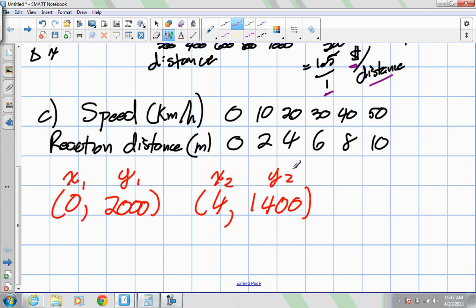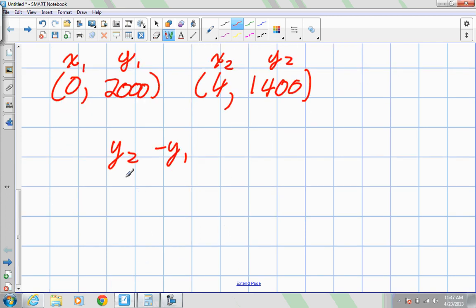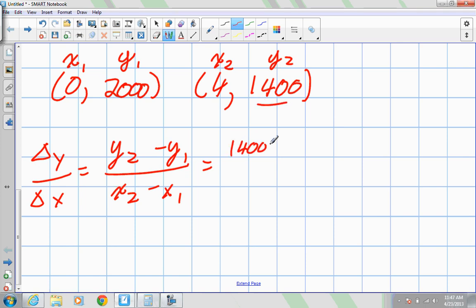So if we were to do this the way we had done slope previously, this would be our x1 and our y1, x2 and our y2. If you guys remember slope, we have our y2 minus y1 divided by x2 minus x1. And those are identical to the change in y divided by the change in x. That's exactly how they're describing those 2 things. So we're going to plug our values in for this. Our y2 was 1,400, so 1,400. Subtract y1, which was 2,000.